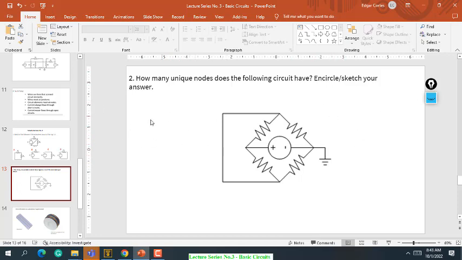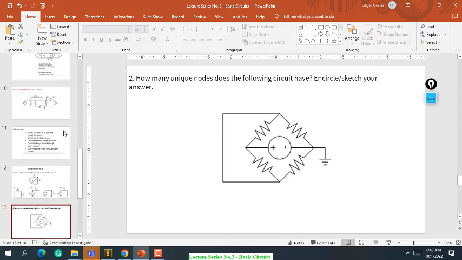So in your second activity exercise under number 4, the question is how many unique nodes does the following circuit have? Encircle or sketch the answer, no? So, unsa itong nodes? Unsa itong nodes?